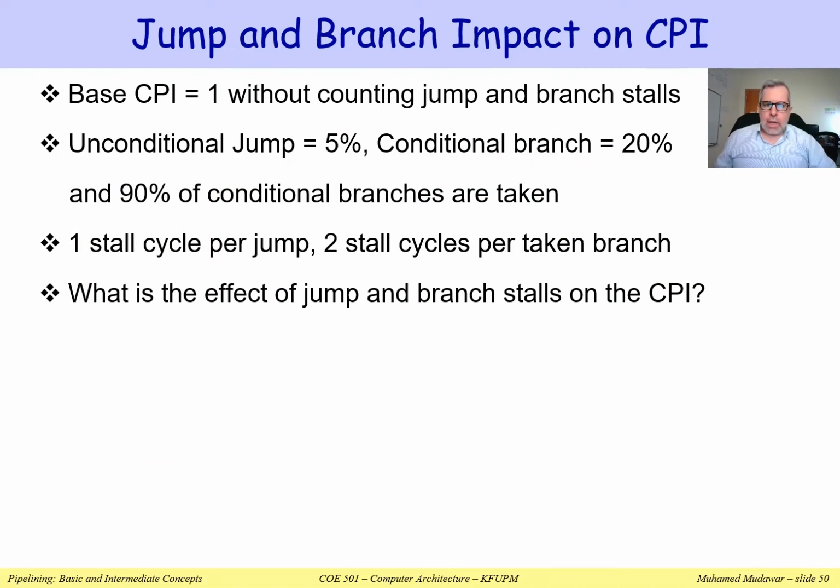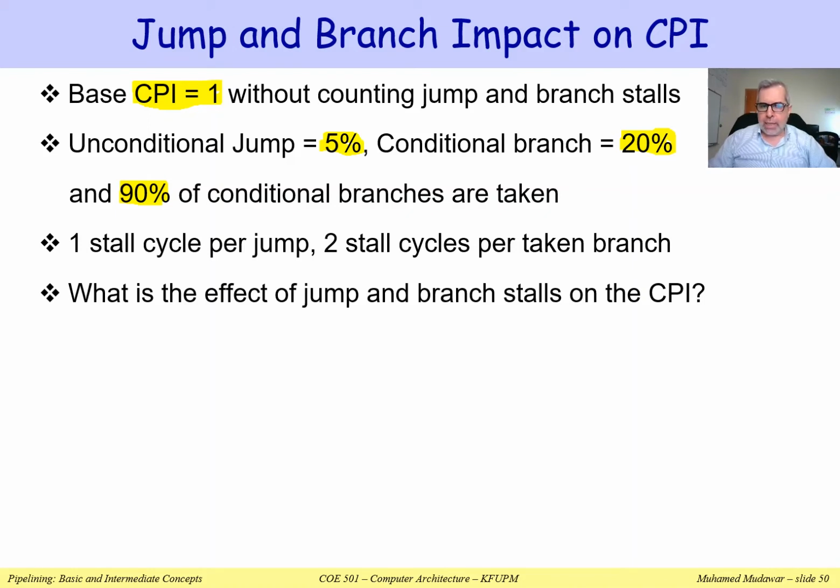Let us now examine the impact of the jump and the branch instructions on the CPI. We would like to see how this impacts the performance of the pipeline. So consider a 5-stage pipeline in which the base CPI is equal to 1 without counting the jump and the branch stall cycles. Now assume that 5% of the instructions are unconditional jump and 20% of the instructions are conditional branch. Now it says that 90% of these conditional branch instructions are taken and the remaining 10% are not taken.